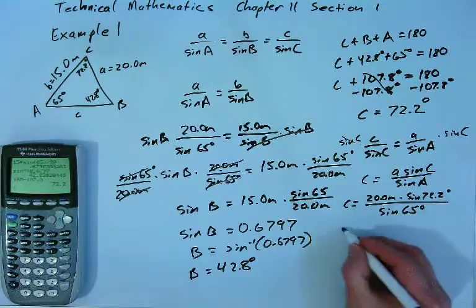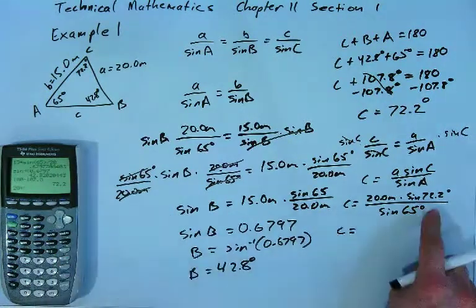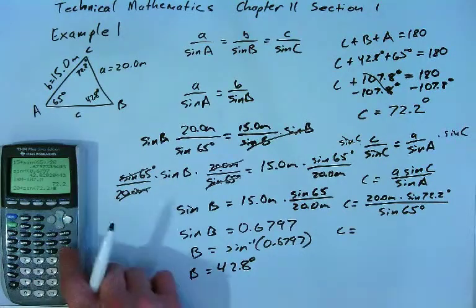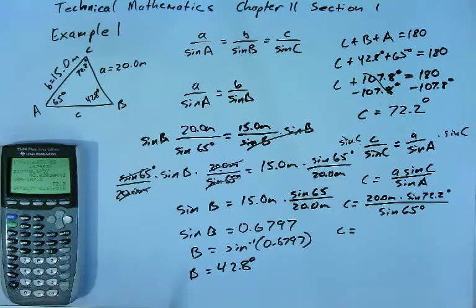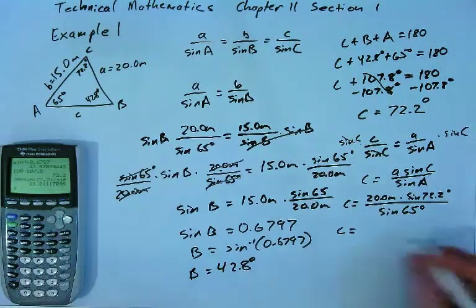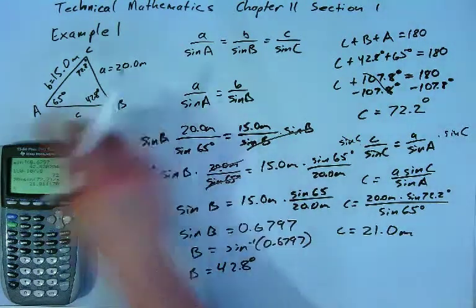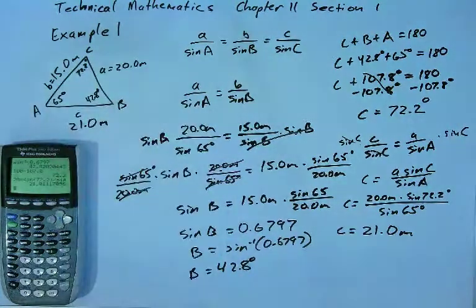And again, we'll type this into our calculator, and we will get an answer for side C of 20 times the sine of 72.2, close parentheses, divided by the sine of 65, close parentheses, equals 21.0 meters. So side C must be 21.0 meters. Now we've solved for all of the information of the triangle. We know the length of all three sides, and we know the measure of all three angles.